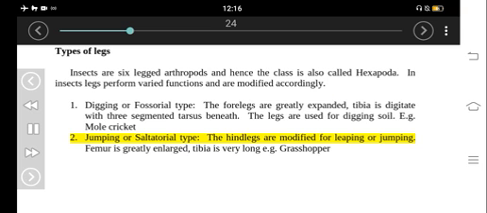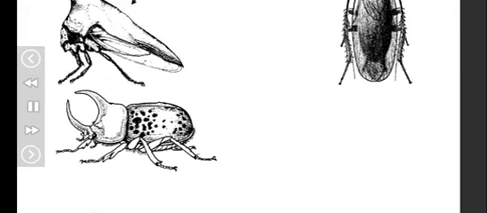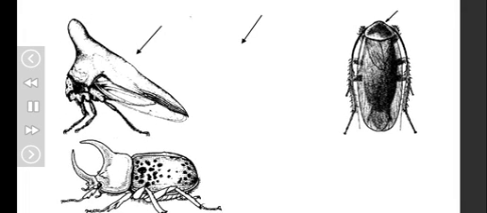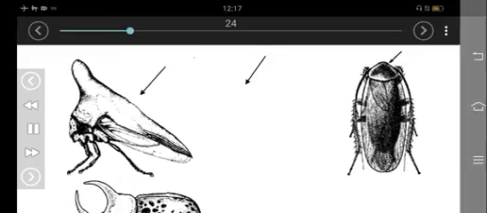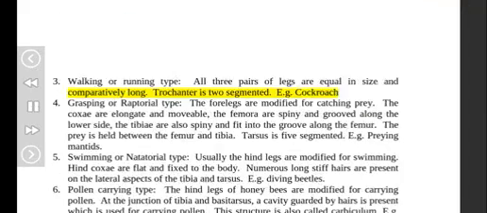2. Jumping or saltatorial type. The hind legs are modified for leaping or jumping. Femur is greatly enlarged. Tibia is very long, e.g., grasshopper. 3. Natatorial, hind legs adapted for swimming, characterized by elongated setae on tarsi. Walking or running type. All 3 pairs of legs are equal in size and comparatively long. Trochanter is 2-segmented, e.g., cockroach.